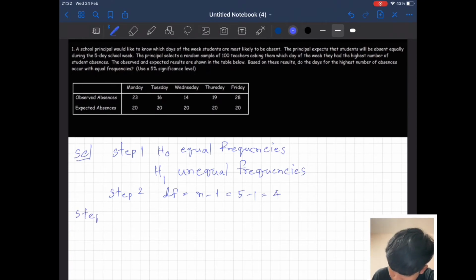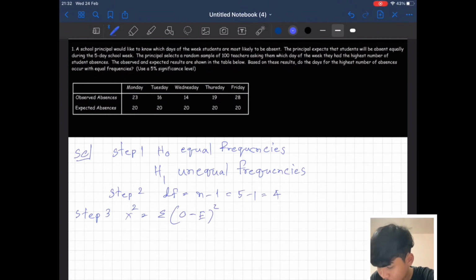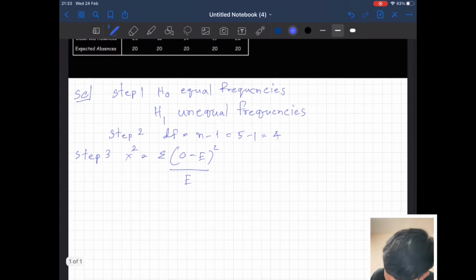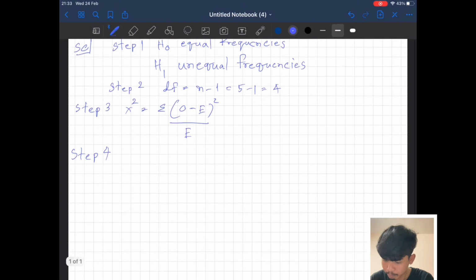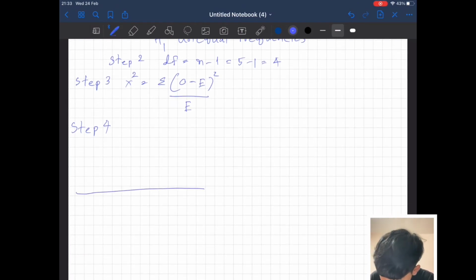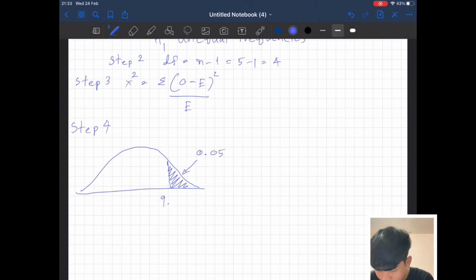Step 3: X square equals sigma of O minus E all squared over E. Step 4: sketch graph. 0.05, 9.49.